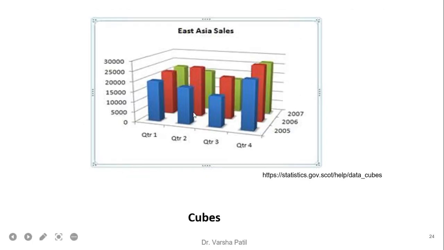We already studied this in the OLAP tool, that is online analytical processing. At that time we represented the data in multi-dimensional form. For example, here 3-dimensional data is given, that is the quantity, then the quarter and the years. In this way also we can represent the data, and these are nothing but cubes. So in this way also we are representing the data in a 3-dimensional way.